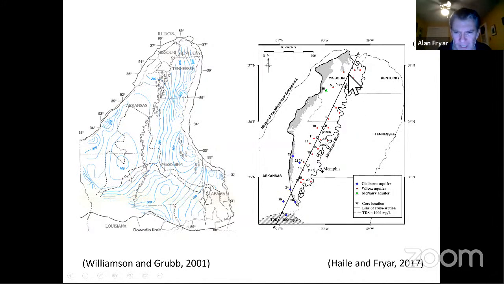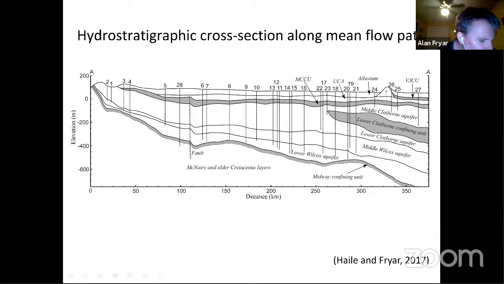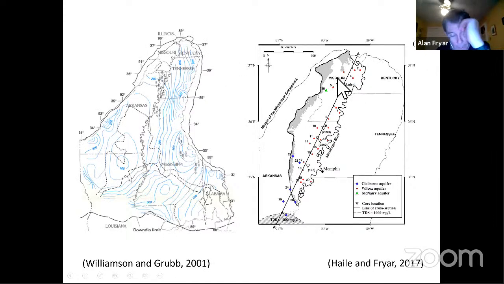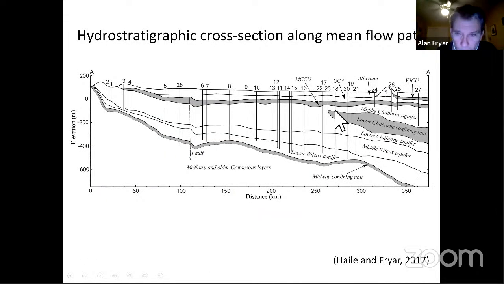And basically the Wilcox dips going south toward the Gulf of Mexico. So you can see it in this slide here, where the alluvial aquifer is shown at the top, and then basically the white represents aquifers, the gray represents extensive clay units, and each of these vertical lines represents a well. And as you'll see in the previous diagram, these wells are projected onto this line of cross section for reference.